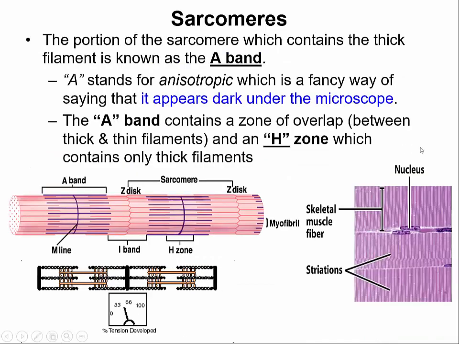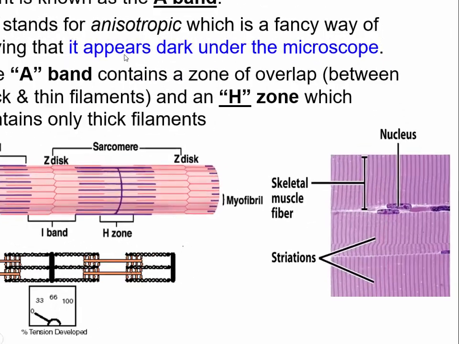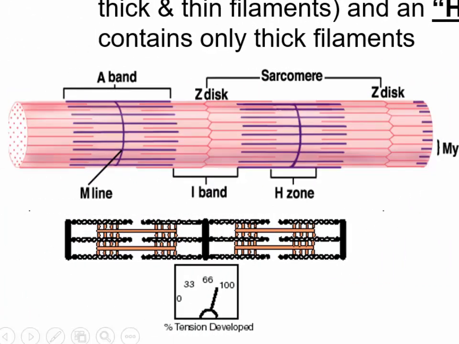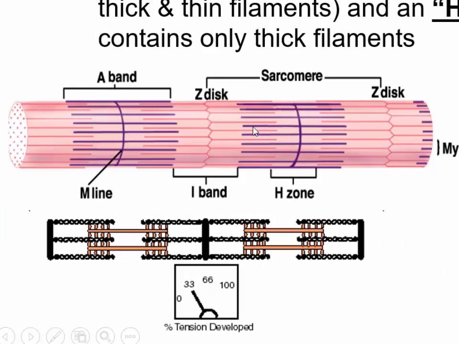So a portion of the sarcomere which contains the thick filament is known as the A band. So we look at here, from here to here is the A band, and A stands for anisotropic, which is just a fancy way of saying it appears dark underneath a light microscope. So if you're looking at a microscopic section of the muscle, you're going to see these dark areas of the striations, and those are called the A band. The length of an A band, shown here, is exactly the length of the thick filament.